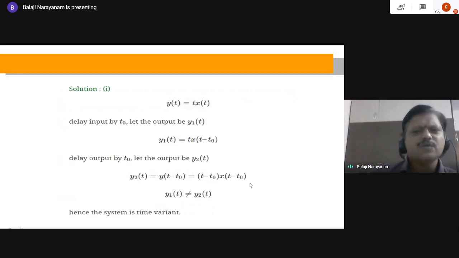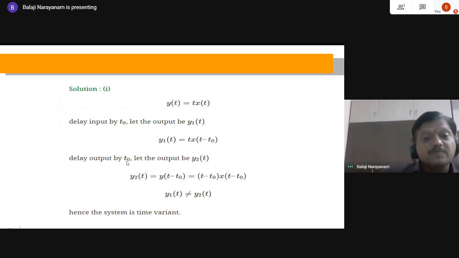y of t is equal to t into x of t. So delay the input by a factor of t naught. y1 of t is equal to t into x of t minus t naught. That x of t got delayed by a factor of t naught. We discussed delay in time and advance in time in the properties of the signals in yesterday's class. We are making use of that now.